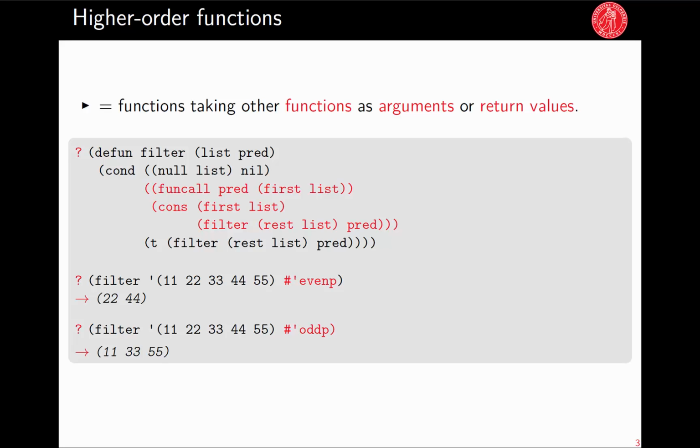If the predicate turns out to not return true for the first element in the list, then we go to the final default case in our cond expression, where t, the constant for the Boolean value true in Lisp, is given as the test, so that will always fire. And then you see we just recursively call filter again on the rest of the list, but without using cons, without keeping whatever is the first element in the list at this point.